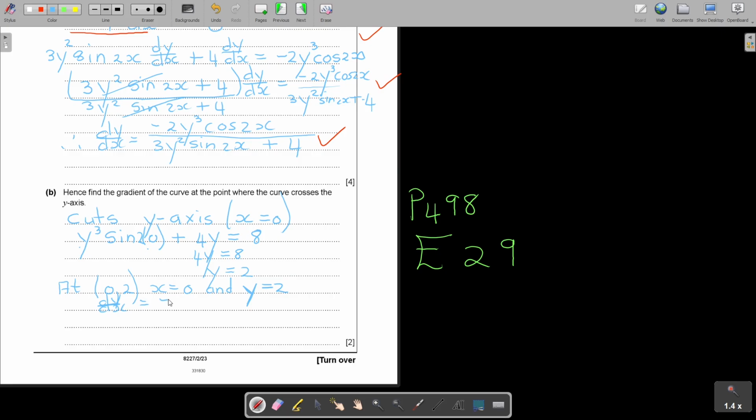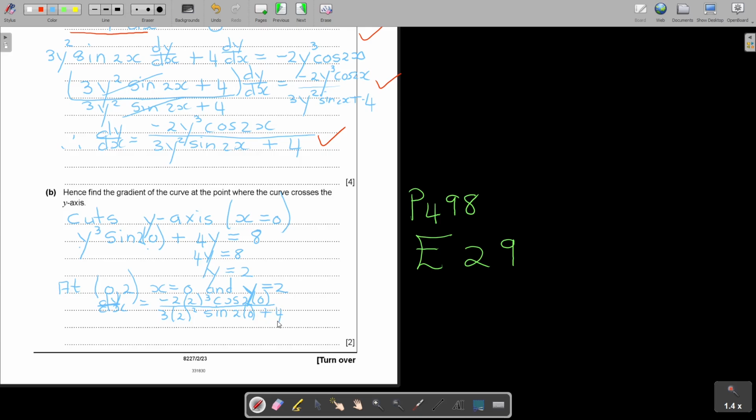So it's negative 2, and then it's 2 to the power of 3, and then it's cos, and then it's 2, and it's 0, and then over, then it's 3, and then it's 2 squared, and then it's sin, and then it's 2, 0, plus 4.